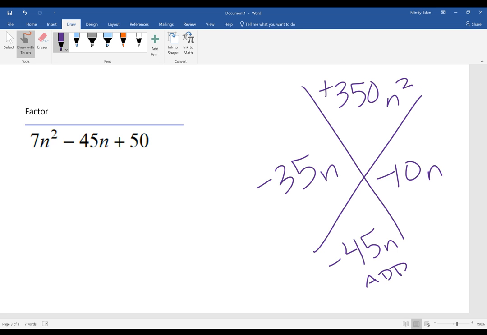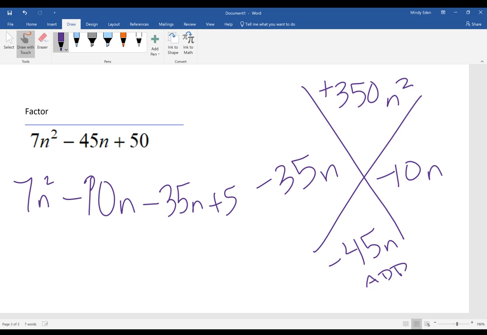Okay? So we're going to rewrite that middle term. I'm just going to put the 35, because you know what? I'll even show you. Let's make this the negative 10n. It will not matter. Okay? And then my plus 50. So don't forget that's not part of it.